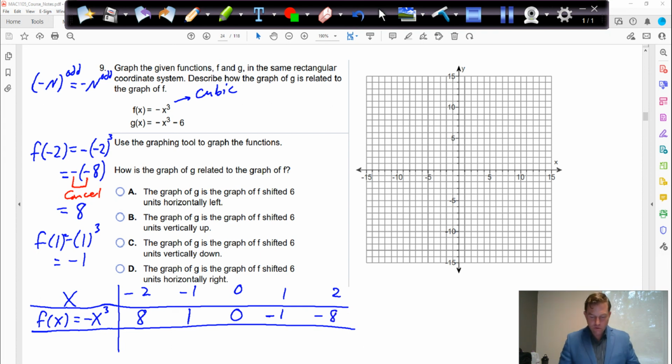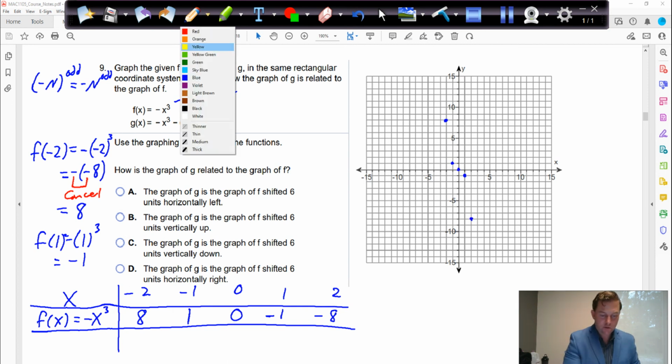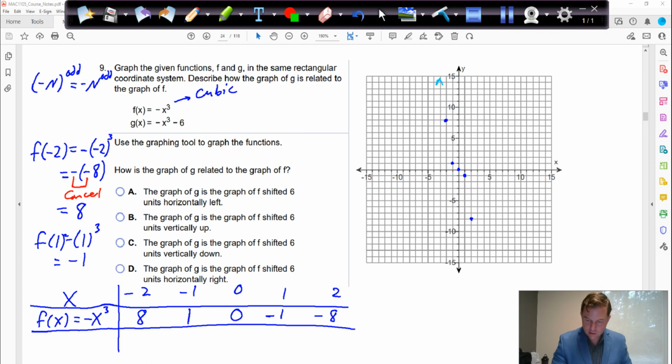Okay, so our ordered pairs are minus 2, 8. So it would be minus 2, 8 right there. Then we have minus 1, 1, 0, 0, 1 comma minus 1, 2 comma minus 8. And we connect those with a smooth line. Smooth like that.